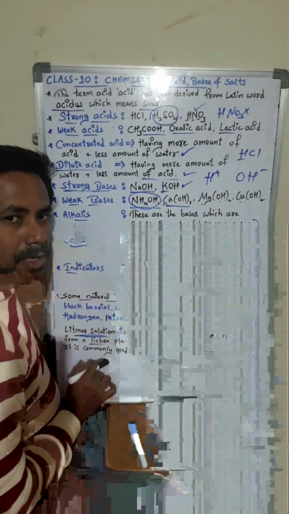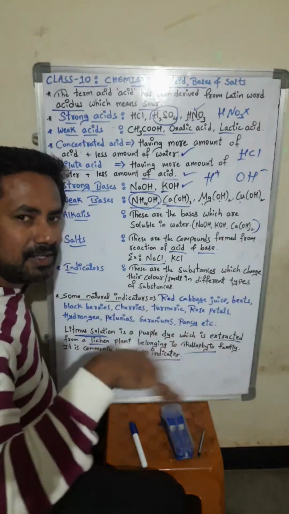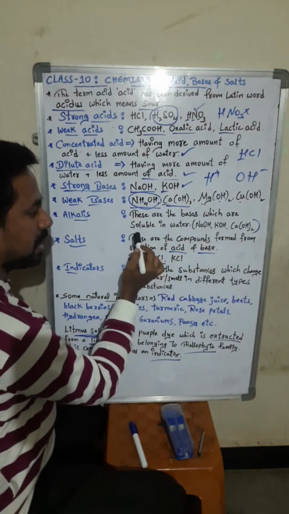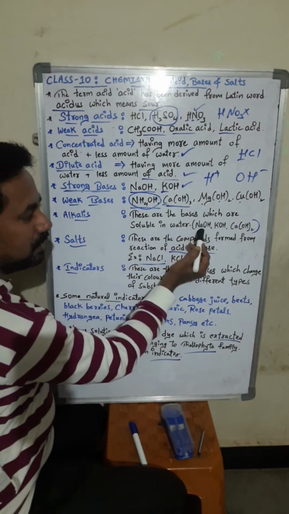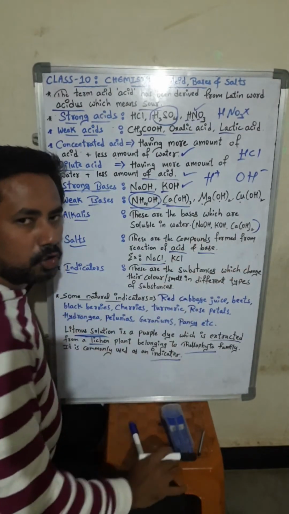Alkalis. Alkalis are nothing but they are also bases, but they dissolve in water. The bases which are soluble in water are called alkalis. Examples: sodium hydroxide, potassium hydroxide, calcium hydroxide.